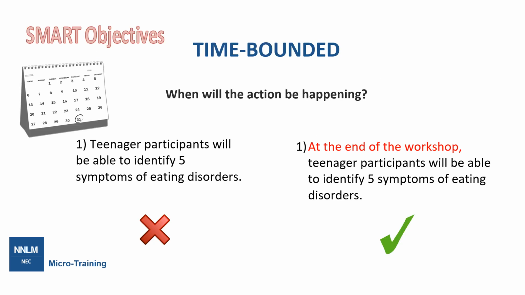In our example, it is clear what will happen, who will be benefited, by how much, and the objective is relevant to reach the goal. But we still need to know when the interested parties will receive the benefits of the activity. By adding this last piece of information, we will have a SMART objective. At the end of the workshop, teenager participants will be able to identify 5 symptoms of eating disorders. Congratulations! You have a SMART objective.